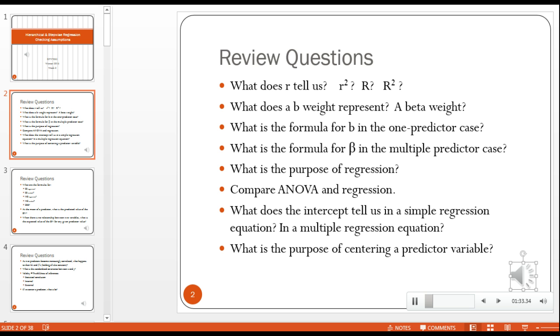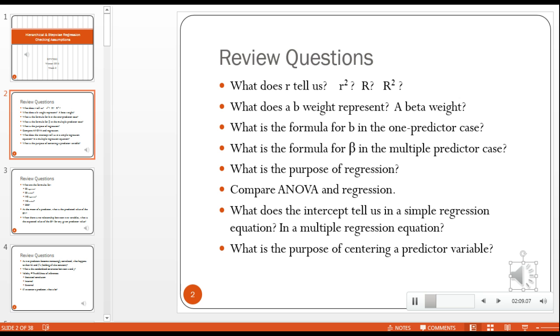The second one, what does the B weight represent and the beta weight? Well, what they both have in common is that they're a measure of the slope of the best fitting line. So for the B weight, that's the unstandardized slope, or the raw unit. So as we move 1 unit increase in a predictor, what do we expect the DV to do? How do we expect it to change? So again, if the slope is negative, if the B weight or the beta weight is negative, that means that we have a negative association there, negative slope. And if it's positive, then we have a positive.